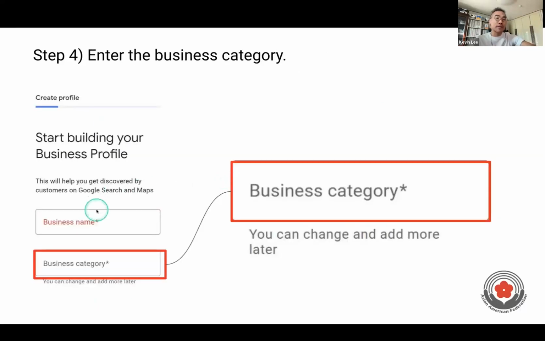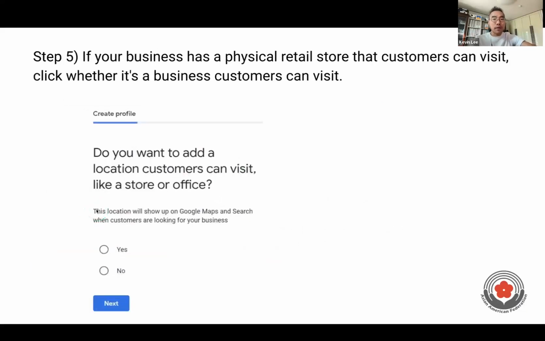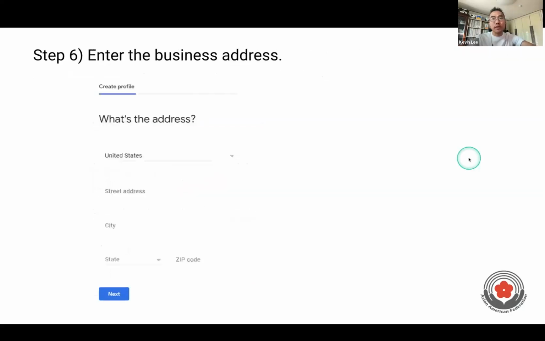Also the business name, you can change it. And you can play around with it by adding some keywords and stuff. I can talk about that a little bit later. So if your business has a physical retail store that customers can visit, then you can say yes or no. You may be a business that just does a service, and you don't really have a retail store, but you provide service to different locations, for example, right? So then you can also list as a Google business if that's the case.